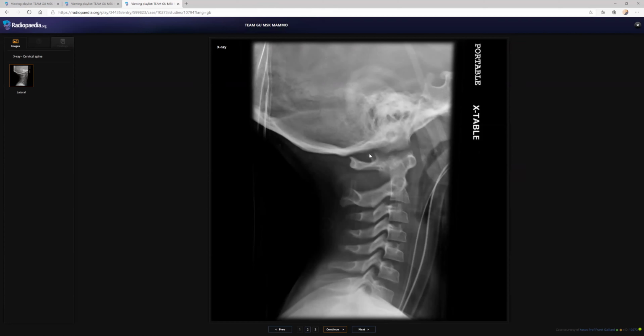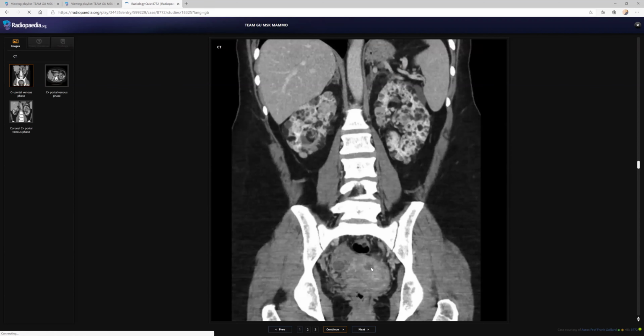You can see the lucent line that is separating the atlas from the occiput. So it was atlanto-occipital dissociation, which is usually seen in a child. It's an emergency also. You have to refer this to the ortho for further management. So that's it.